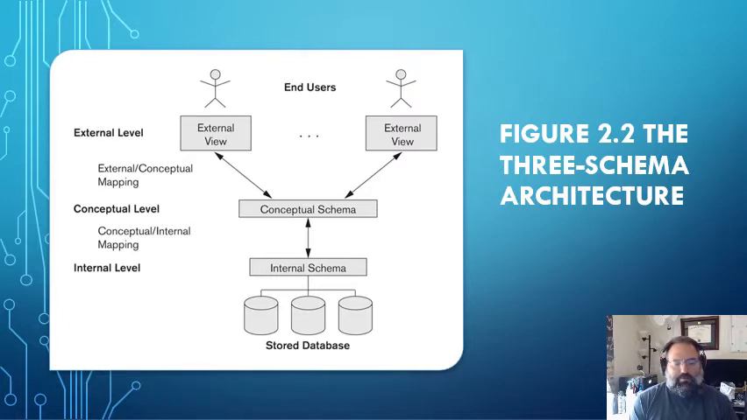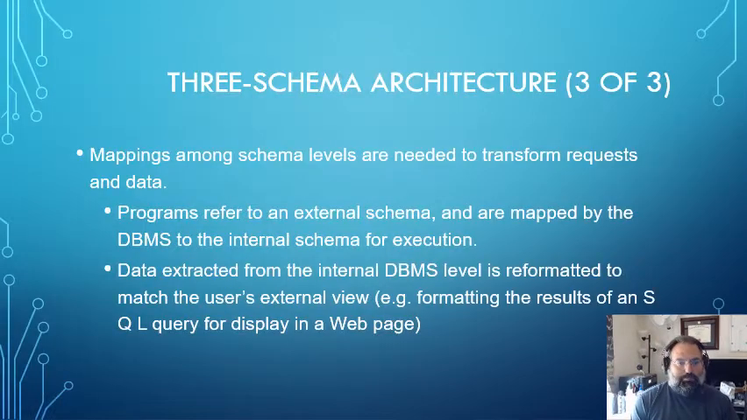Figure 2.2 is the three schema architecture for a particular scenario. The internal level is talking about how things are actually being stored. The conceptual level is kind of the conceptual internal mapping, and then the external is how the world views it. The three schema architecture, continued. Mapping among schema levels are needed to transform requests and data.